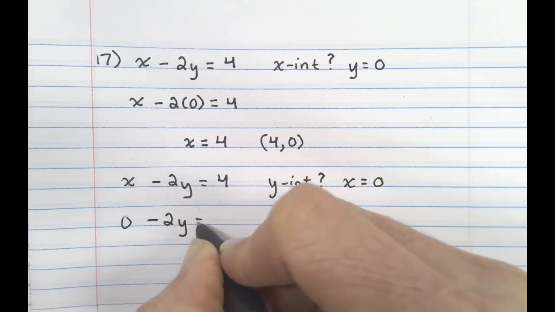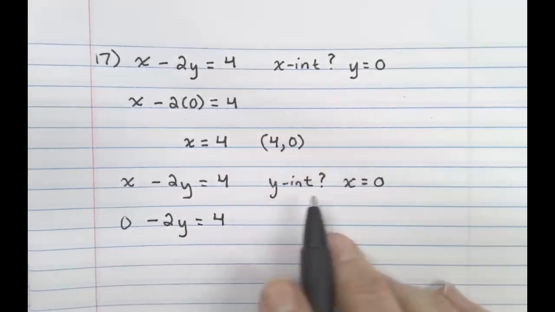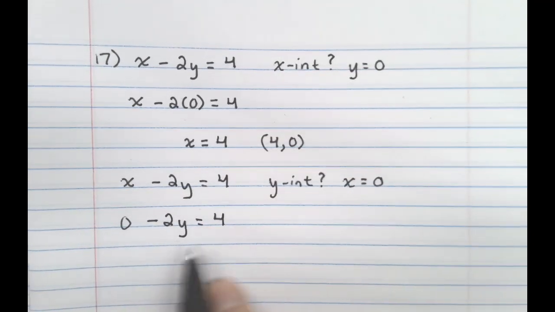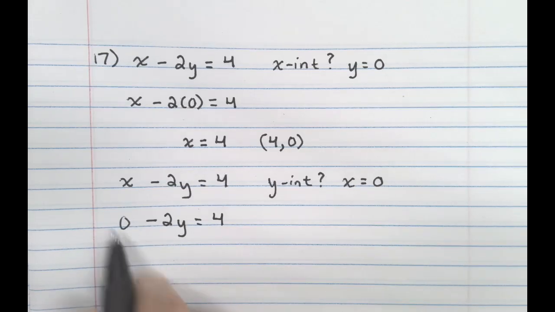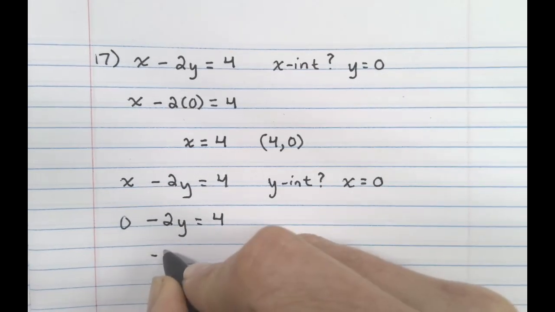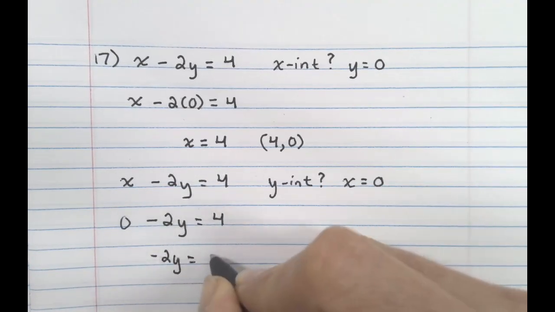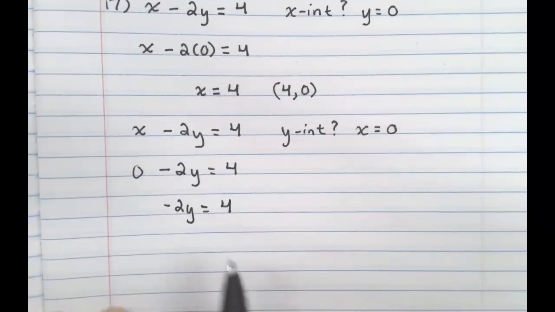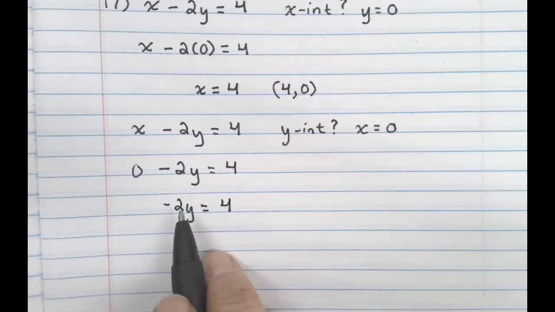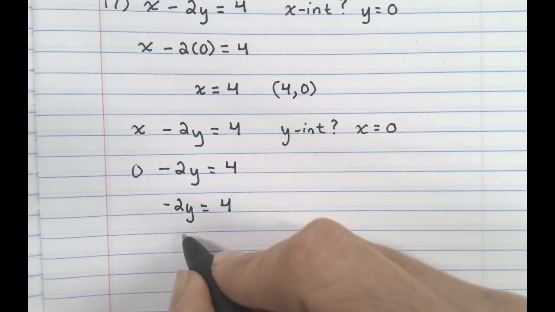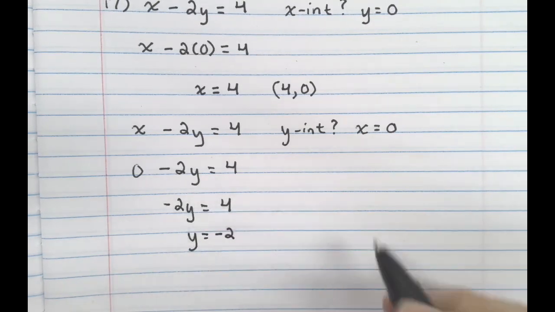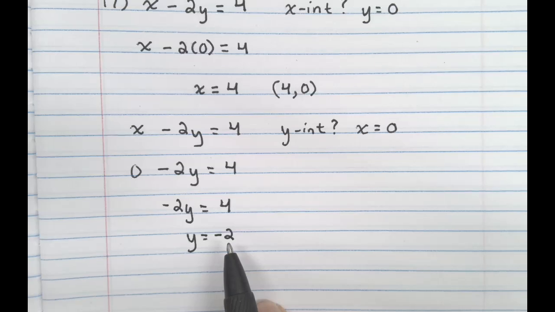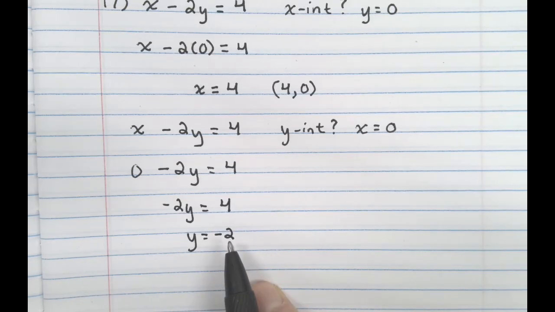Now to solve for y, I didn't have to do this for x, but to solve for y, I'm going to have to do a little algebra here. I'm going to have to divide, because what I have essentially here, we can drop the 0, is negative 2y equals 4. And solve that for y. You just divide both sides by negative 2, and I would get y equals negative 2. Again, not the answer. The answer is a coordinate.